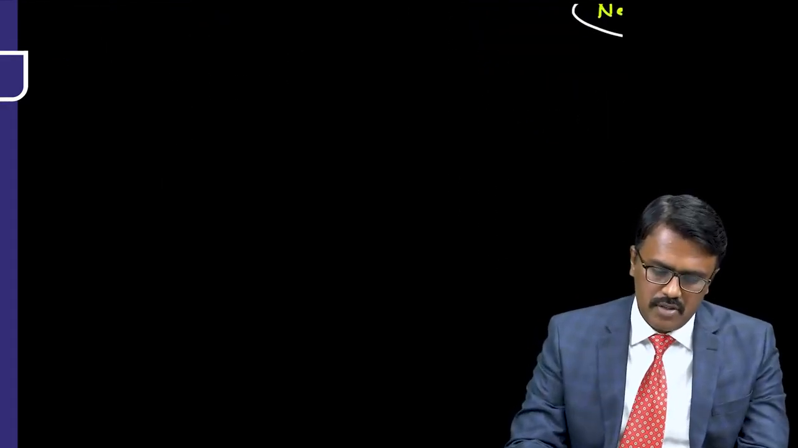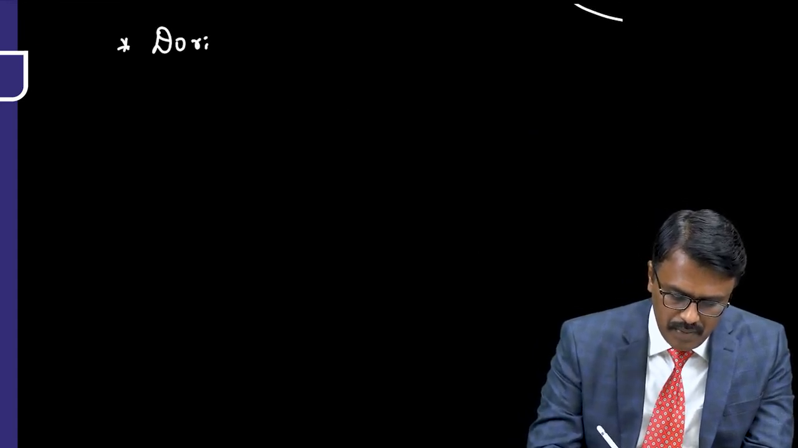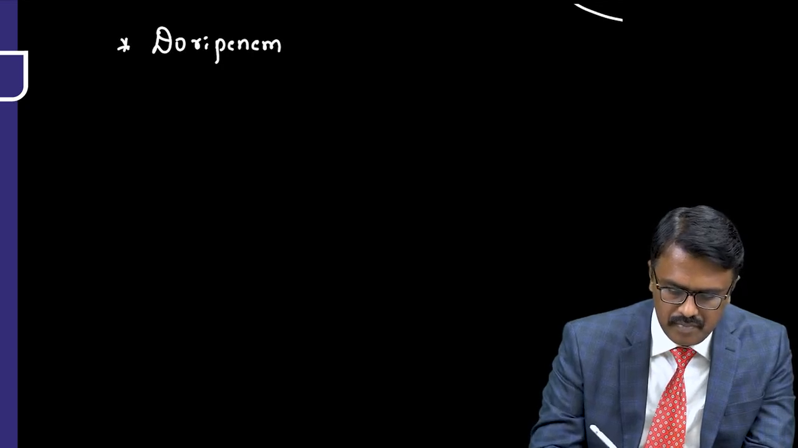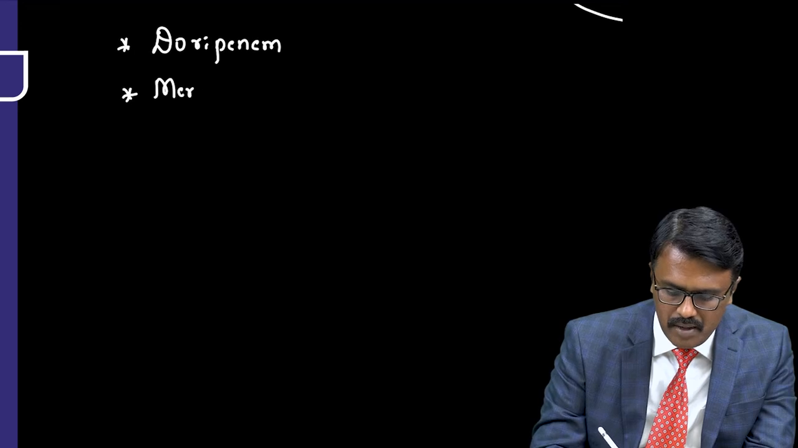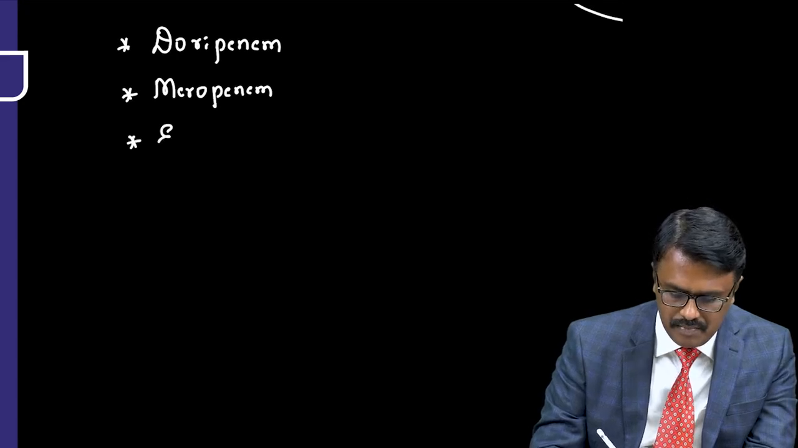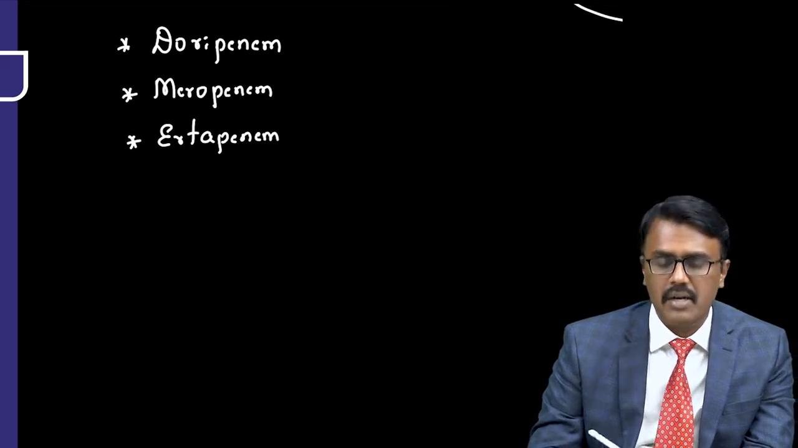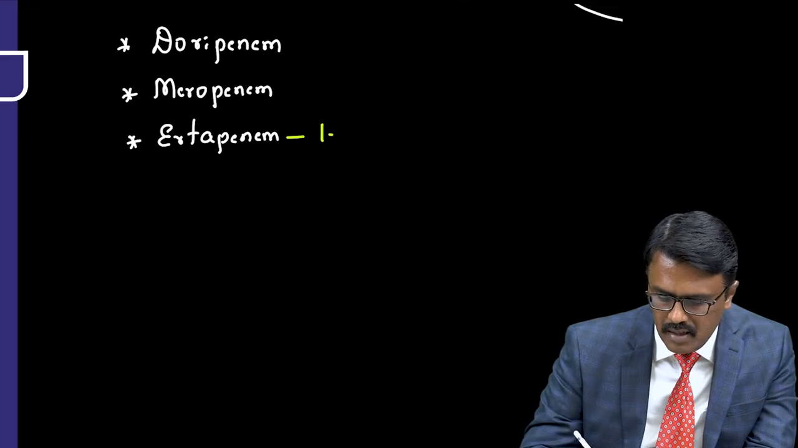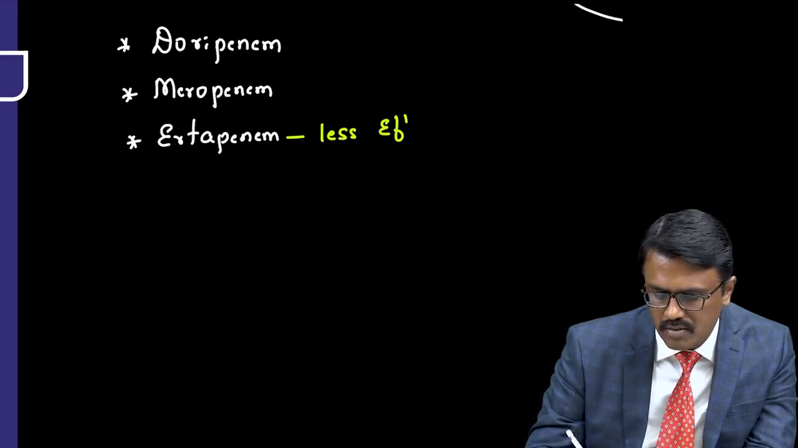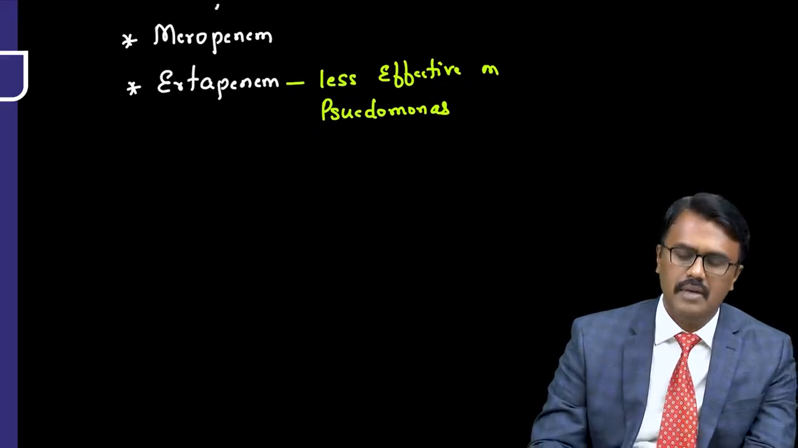Now what about the other penems we have? The other penems we have are doripenem, then we have meropenem, then we have ertapenem. Now remember, these can cover Pseudomonas, but ertapenem has less effect on Pseudomonas. It is less effective on Pseudomonas. Very, very important point.